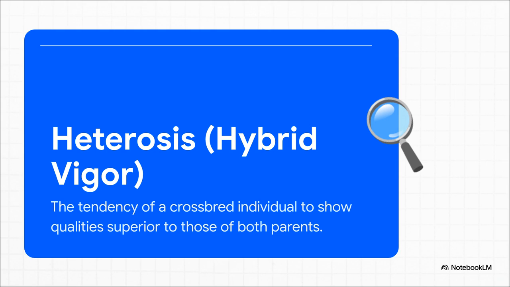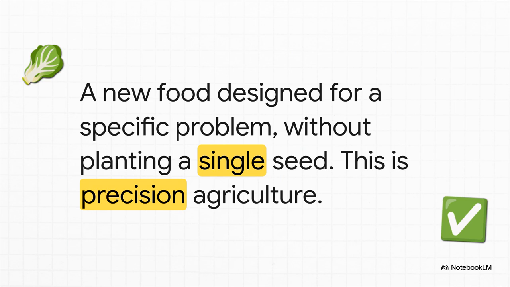So let's just pause for a second and think about what we just saw. By combining this deep library of genetic data with some seriously powerful simulation, we have, for all intents and purposes, designed a brand new food. We solved a specific farmer's problem by creating a virtual lettuce tailored to their exact needs, all inside a computer.